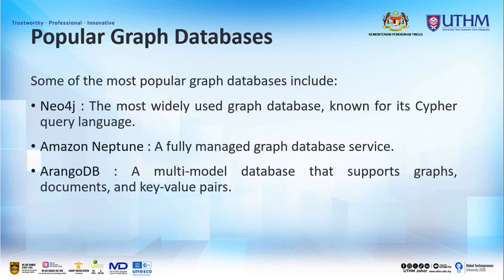Next, popular graph databases. Some of the most popular graph databases include Neo4j, the most widely used graph database known for its Cypher query language, CQL. Amazon Neptune, a fully managed graph database service. And ArangoDB is a multimodel database that supports graph, documents, and key-value pairs as well. So these are some popular graph databases.